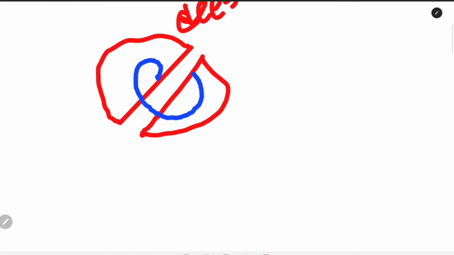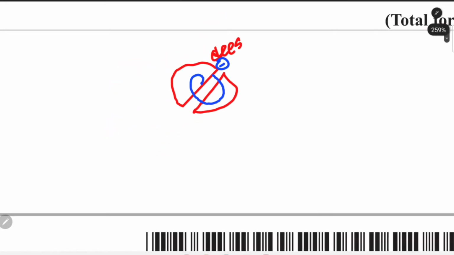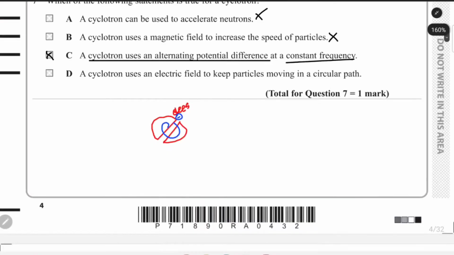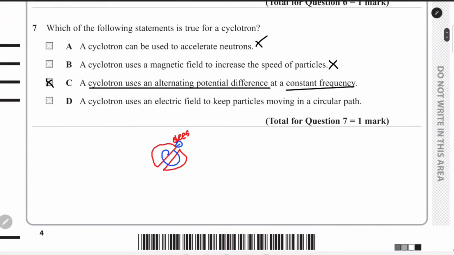So we use alternating potential difference, which causes this to become negative when the particle reaches this point. This side will become negative and the particle will be attracted to the other side, causing it to accelerate. Now option D is wrong because a cyclotron uses a magnetic field to keep particles moving in a circular path and uses an electric field to increase the speed.